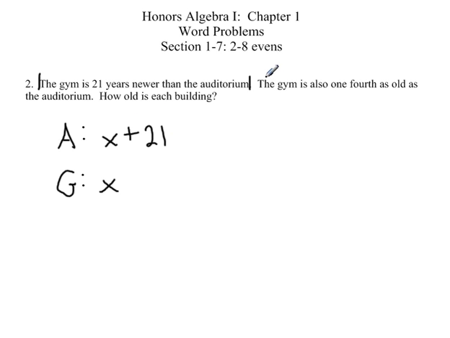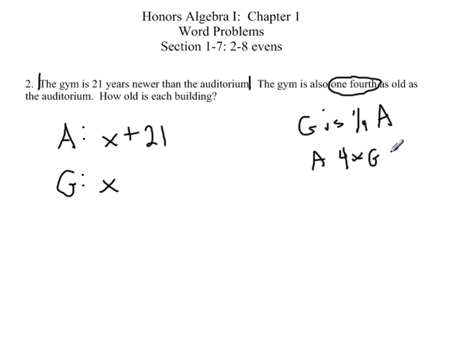Now the second statement, the gym is also 1/4 as old as the auditorium. Now on this first part, I said the gym is 21 years newer, and then I turned that around and I used reverse logic on that to say the auditorium is 21 years older. I'm going to do the same thing with this 1/4. If the gym is 1/4 of the auditorium, then the auditorium is 4 times the age of the gym.